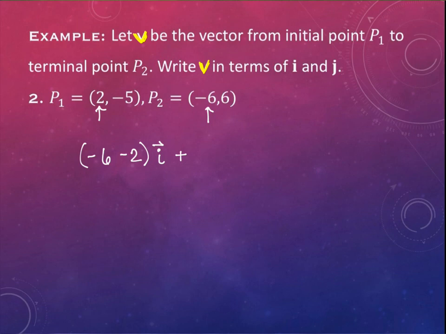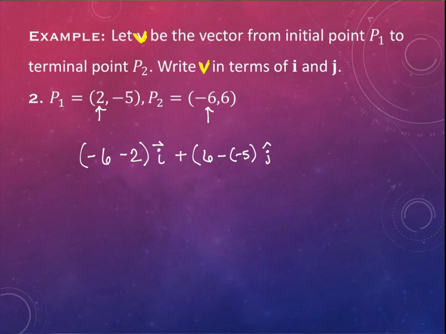We're going to do the exact same thing for our J component that we did for our I component. So we end at 6 and we started at -5. So we end at 6, which means there's a 6 here, and we started at -5, so this is minus -5, right? But think about it. If you go from -5 to 6, how far have you gone? 11, right? You've gone 11. And this is the J direction that we've gone.